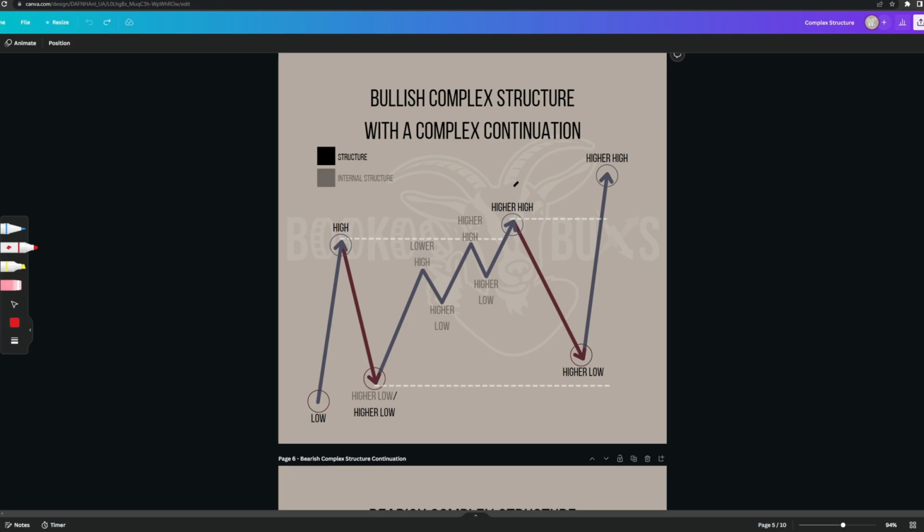Nas, do the explanations help you out? Are you getting it? Yeah, I think I'm getting the concept of the complex structure and the retracements and finding the higher high and lower lows. I think I get it.